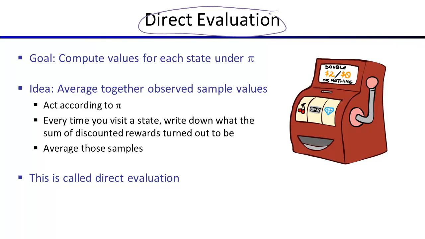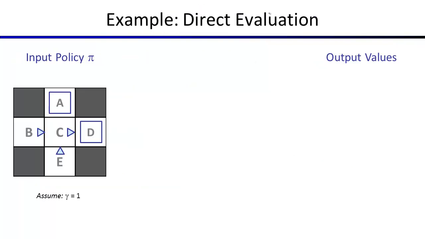All right, so that means that every time you visit a state, you should write down what the sum of discounted rewards was that you got after visiting that state, and that's one sample for that state. Next time you visit that state, you again write down the sum of discounted rewards you got since visiting that state. That's the next sample. After acting for long enough, you have a bunch of samples for each state, you average them, and that's the way you estimate the value of the policy for each state.